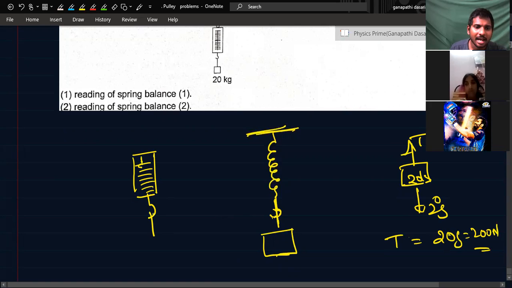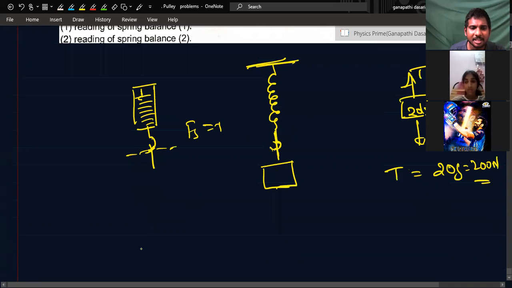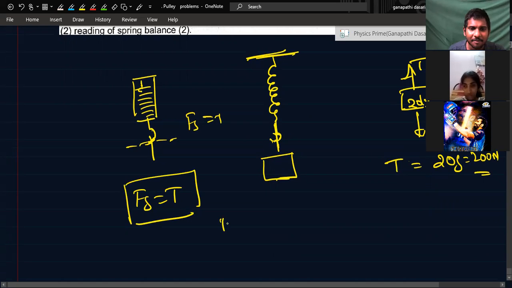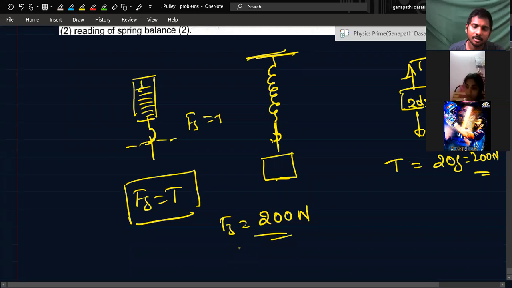Tension is connected like this or not? At this place, the spring force should be equal to the tension force to be in balance, at this point. That means the spring force will become the tension force. That means Fs will become 200 newtons. Nothing but the tension in that string is equal to the spring force in the spring balance.